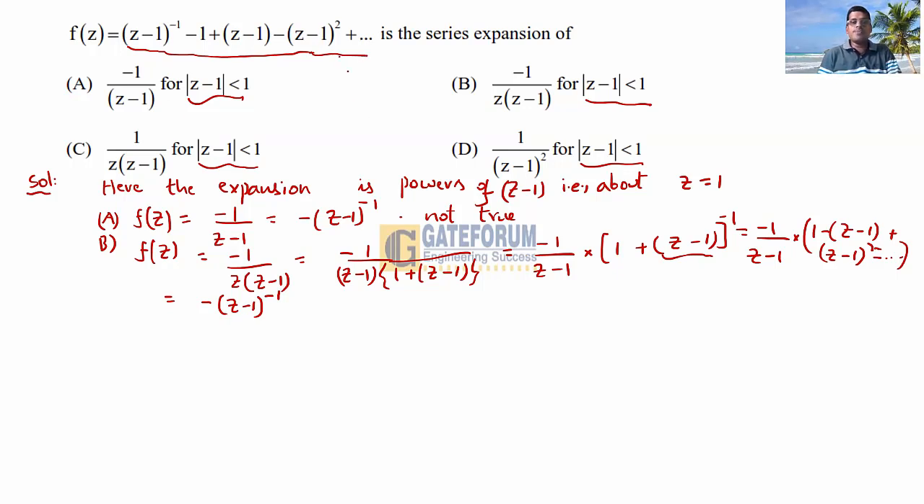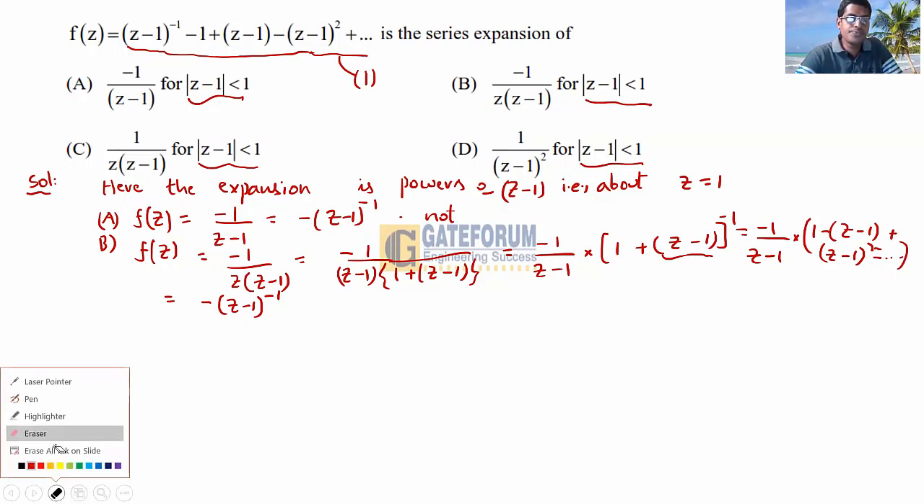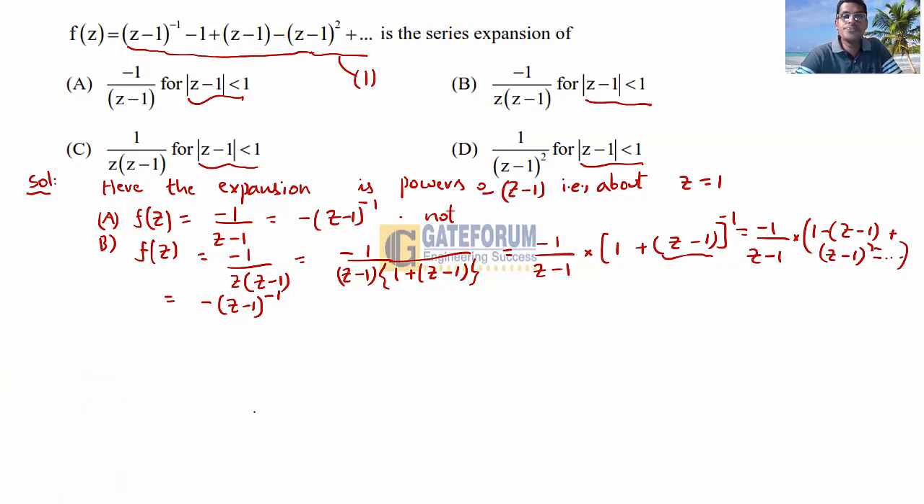So if I say this is equation 1, I can write, instead of not true, so not equation 1, now this is equal to plus 1 minus of z minus 1 plus etc. So this is also not equation 1.